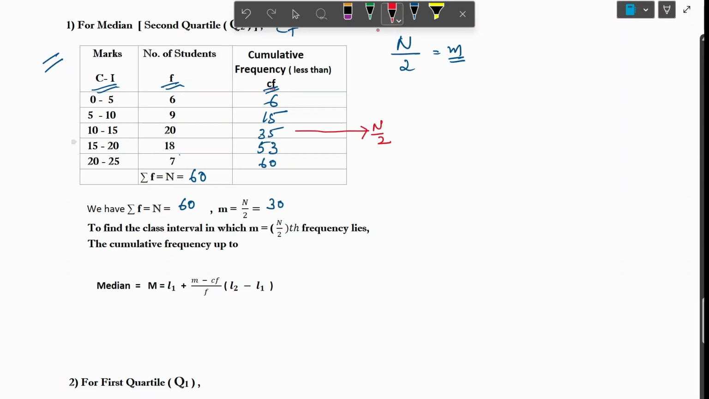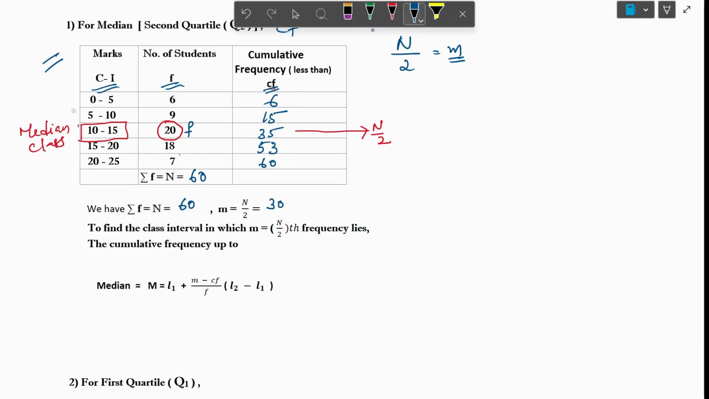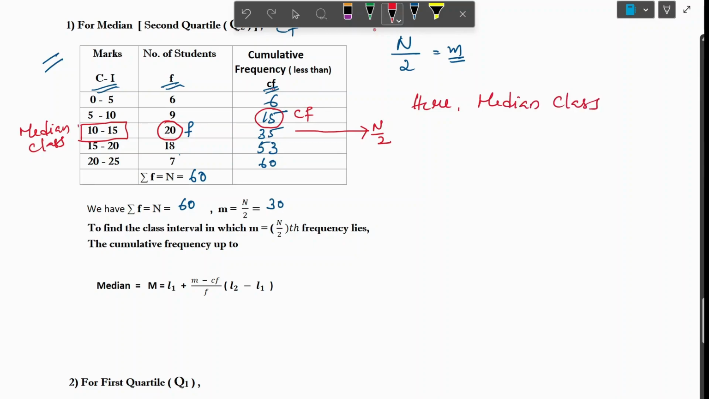What is the corresponding class? That is 35, that is here. This is 10 to 15. Now 10 to 15 is which class? You can write here, median class. Okay, median class. Now the corresponding frequency is 20. What does it denote? That is your F. Correct. Now next, the cumulative frequency just above the median class, that is your CF. Okay, therefore here you can write that the median class is 10 to 15.